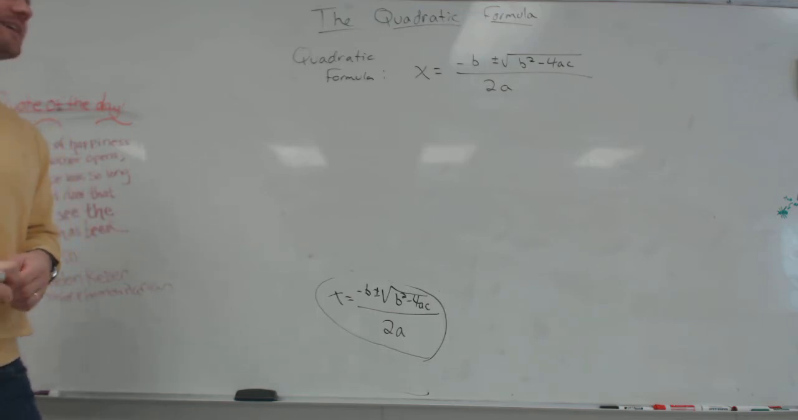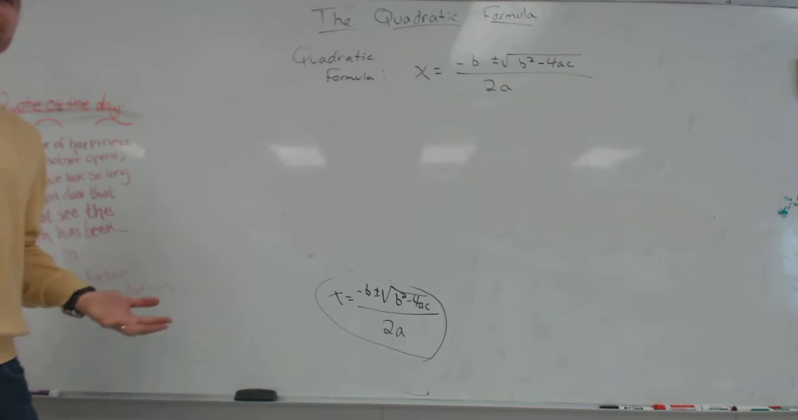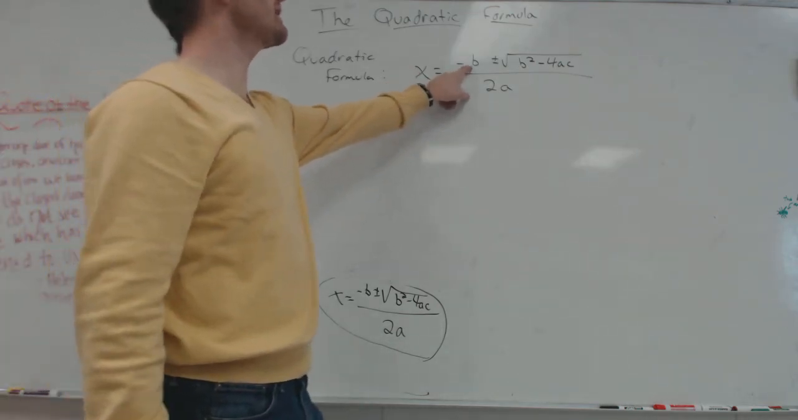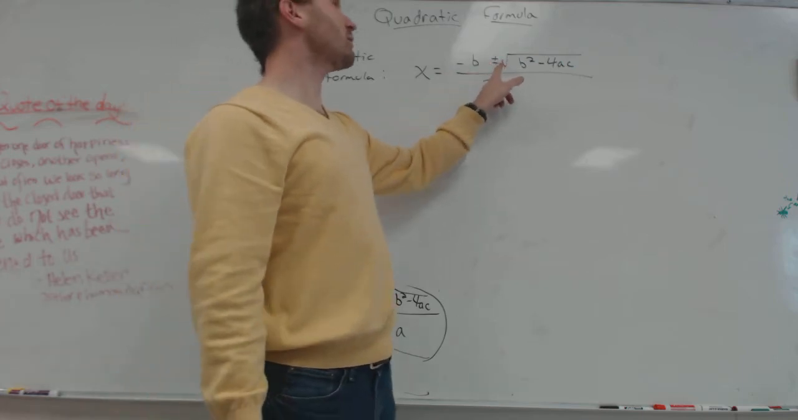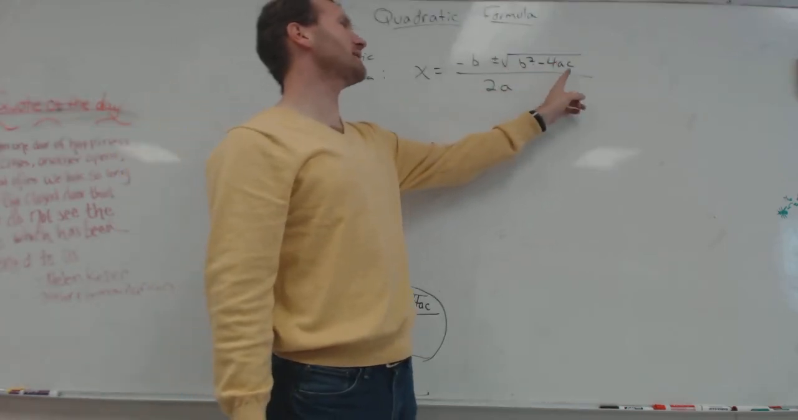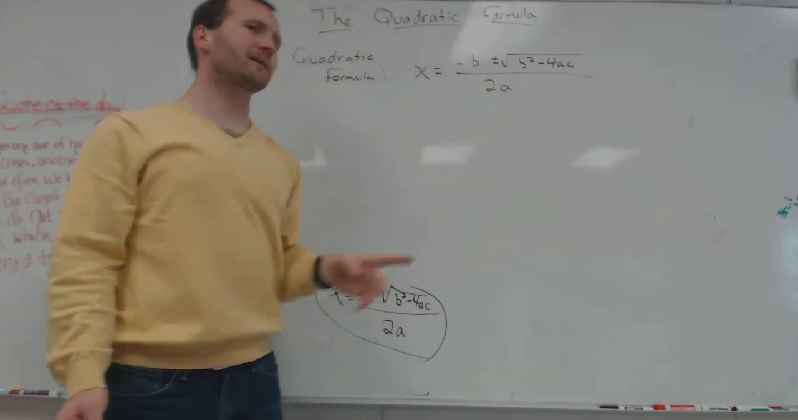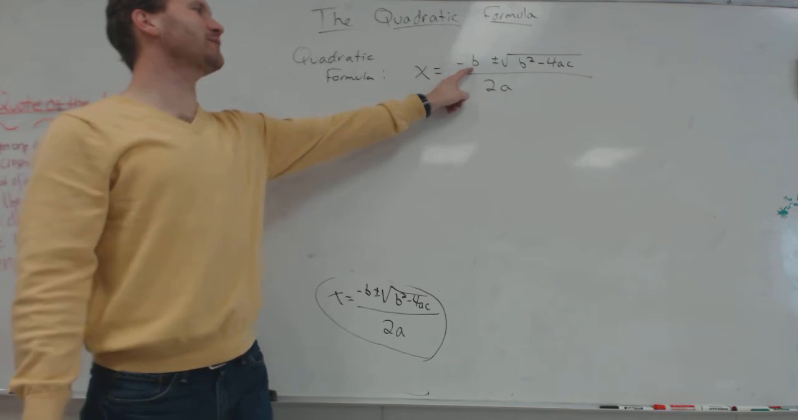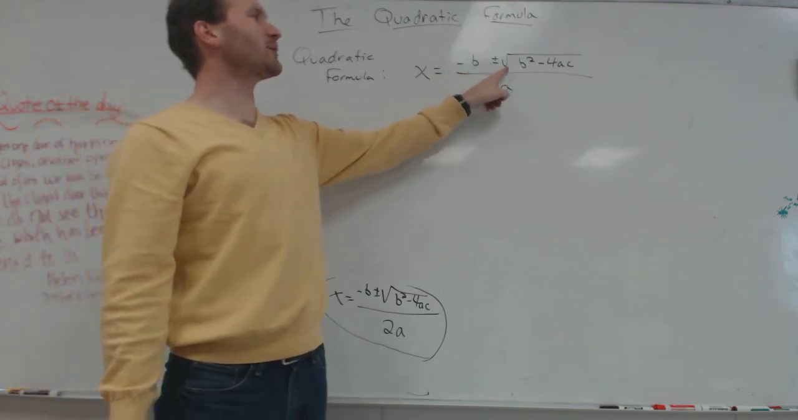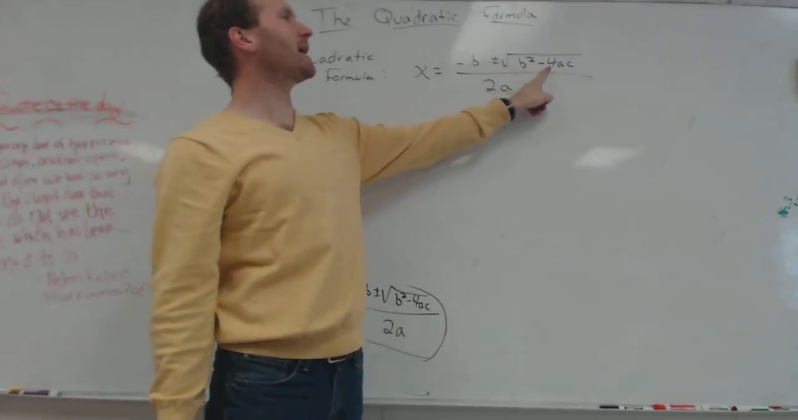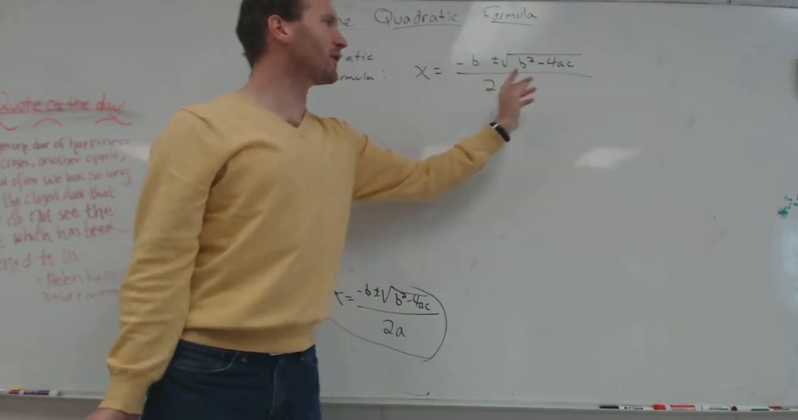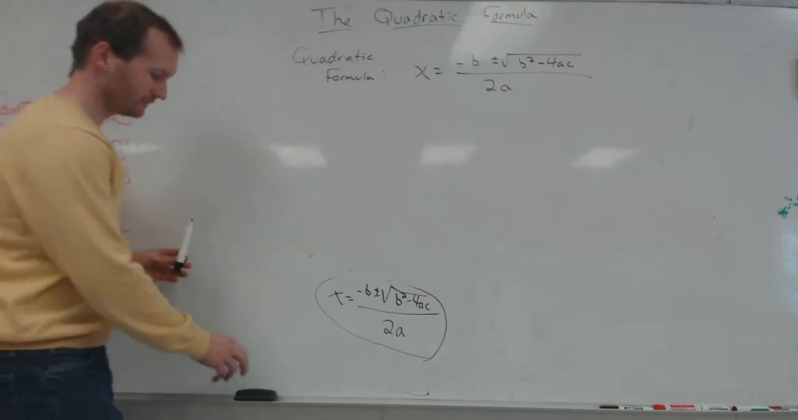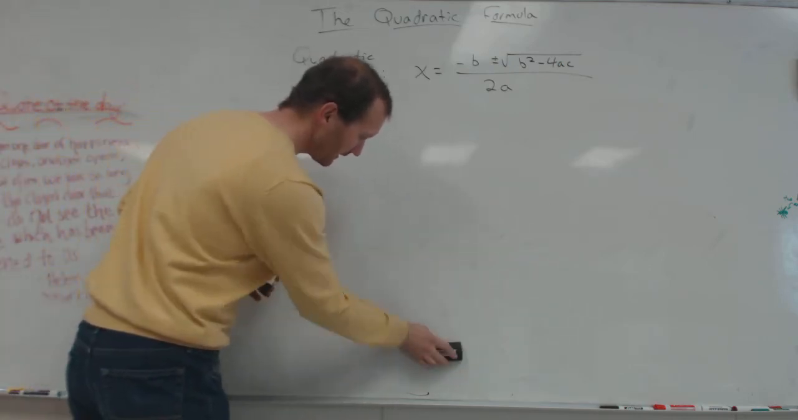Okay, let's say it together. I'll say it once, and then we're all going to say it together, like a big, beautiful chorus. All right, x equals negative b plus or minus the square root of b squared minus 4ac over 2a. Ready? X equals negative b plus or minus the square root of b squared minus 4ac over 2a. That is it.